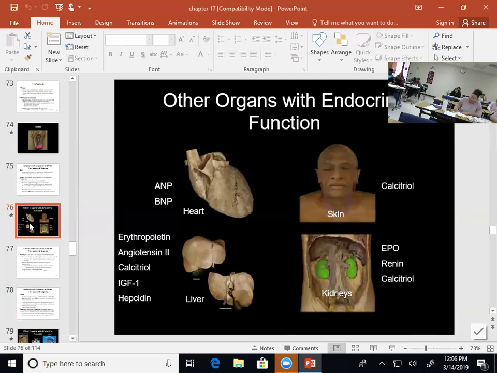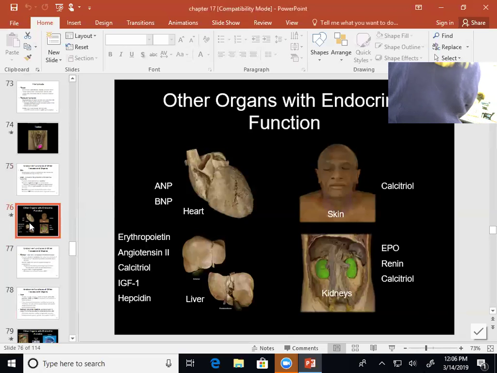ANF, atrial. Does anybody know what the upper chambers of the heart are called? Atria. Singular atrium. Right atrium, left atrium, atria. Atrial. Natriuretic, natrium. Does anybody know what natrium is? Natrium is a Latin word. It's abbreviated Na. It's sodium. Natrium is sodium. Atrial natriuretic peptide or factor.